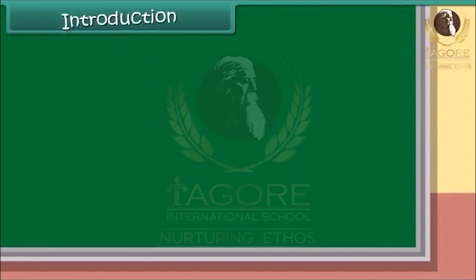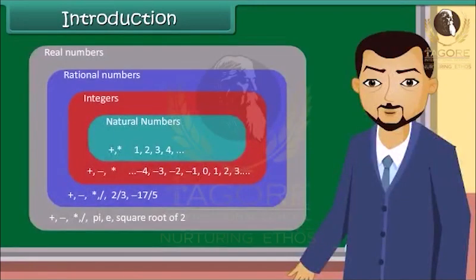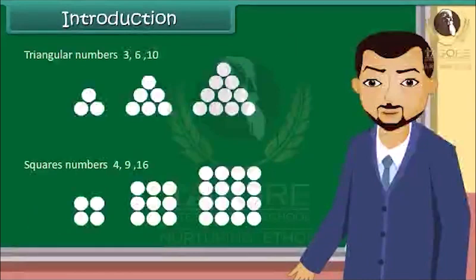Introduction. We have studied types of numbers such as natural numbers, whole numbers, integers, and rational numbers. In this chapter, we will explore numbers in more detail. Triangular numbers 3, 6, 10, and square numbers 4, 9, 16.